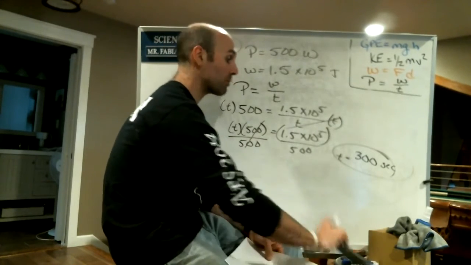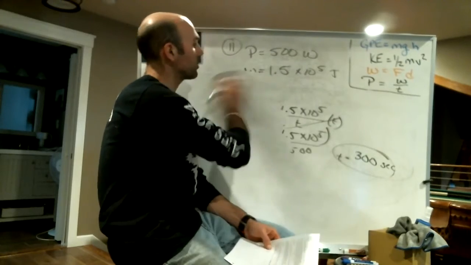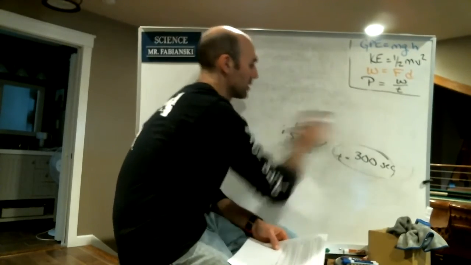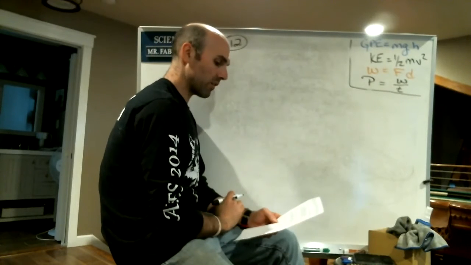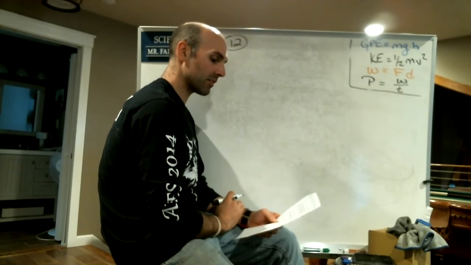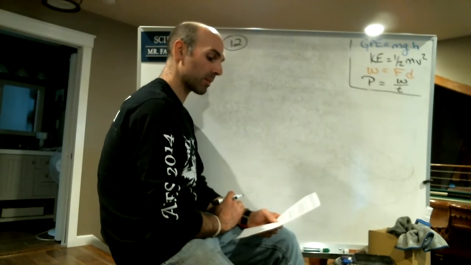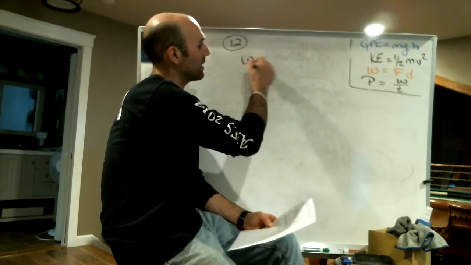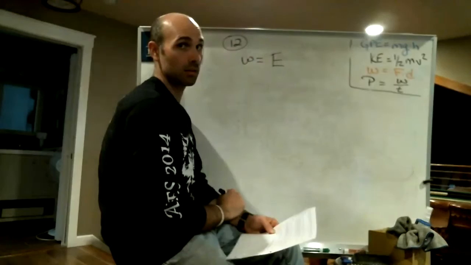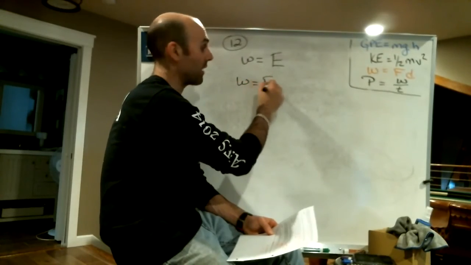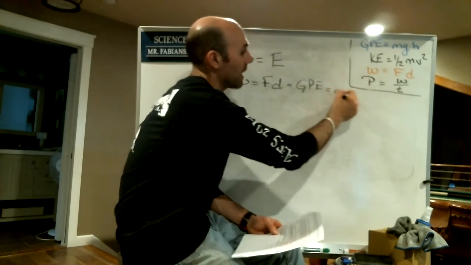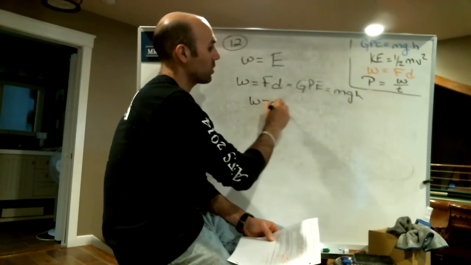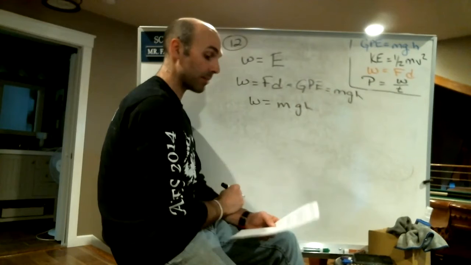All right. And then our final problem, number 12. Let's see. Number 12, how much work is exerted in the act of moving a 25 kilogram object 3 meters up a hill? So remember, work is equal to energy. So work is equal to FD, which is really equal to GPE, which is really equal to MGH. So work in this case is equal to MGH.